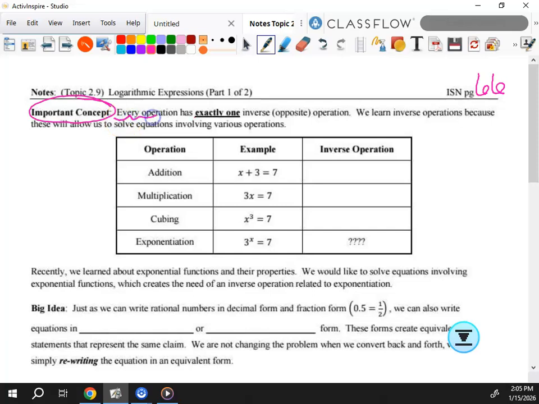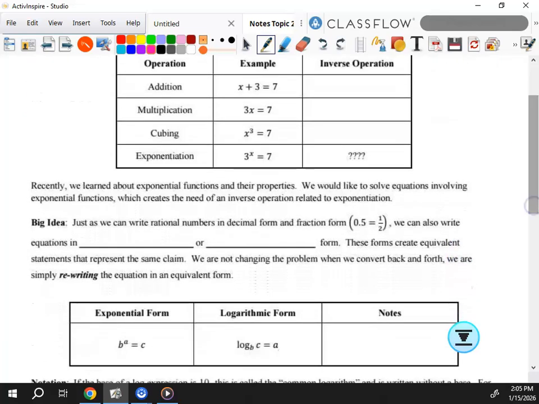Every operation has exactly one inverse, how you undo it, right? This is what we use to solve equations. So if my operation is addition, how do we undo addition? Subtraction. So the inverse operation is subtraction. I don't know how often the word inverse has been used with you for that. We usually say the opposite. If it's addition, you do subtraction. You just kind of know that they go together. But those are inverse operations of each other.